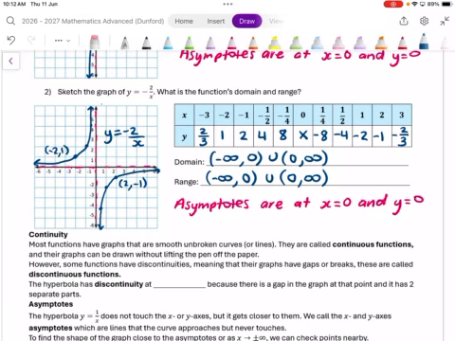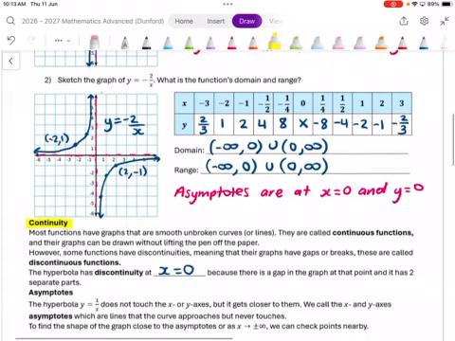However, some functions like hyperbolas have discontinuities, meaning that their graphs have gaps or breaks, and they're called discontinuous functions. So the hyperbola has a discontinuity at x equals 0 for our basic general form of our hyperbola, and this is because there is a gap in the graph at that point and we have 2 separate parts. So that is all about our continuity.